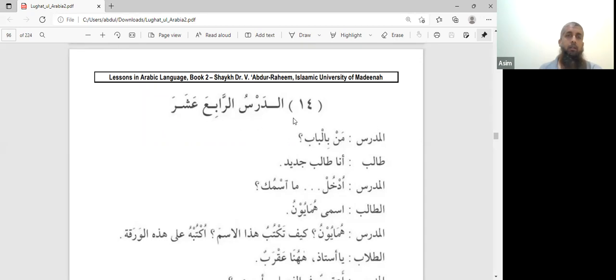الدرس الرابع عشر. المدرس: من بالباب؟ طالب: أنا طالب جديد. المدرس: ادخل. ما اسمك؟ الطالب: اسمي همايون. المدرس: همايون، كيف تكتب هذا الاسم؟ اكتبه على هذه الورقة.